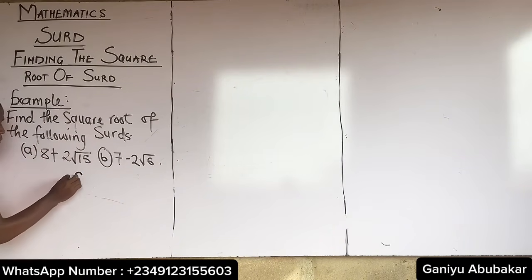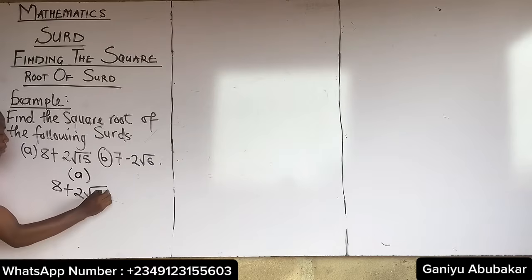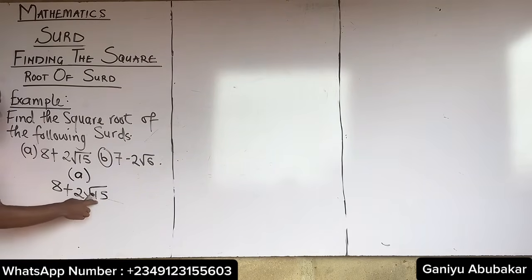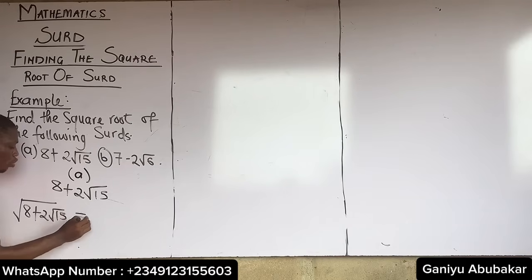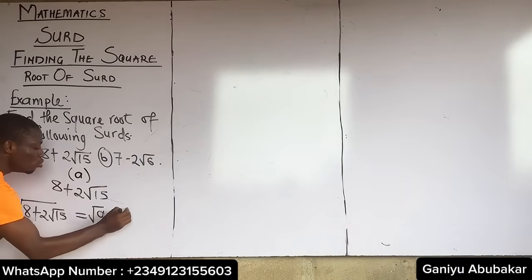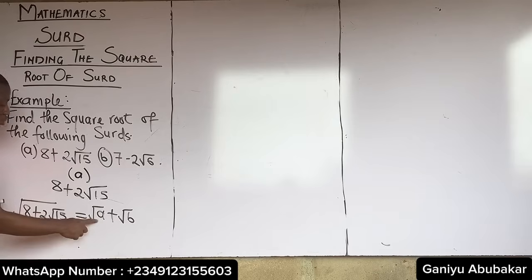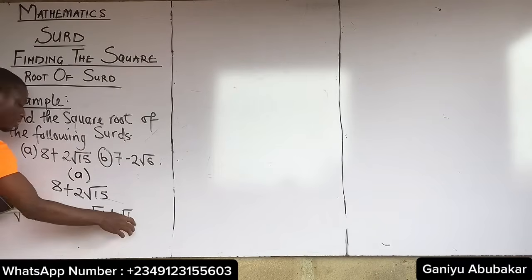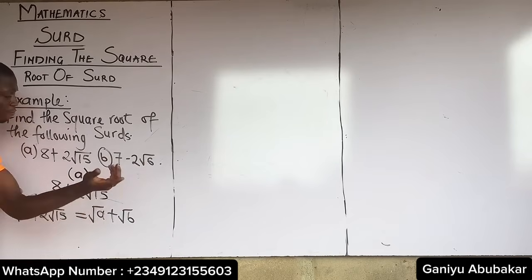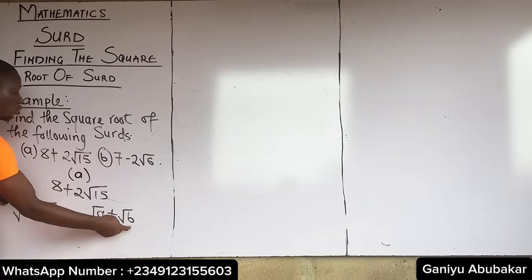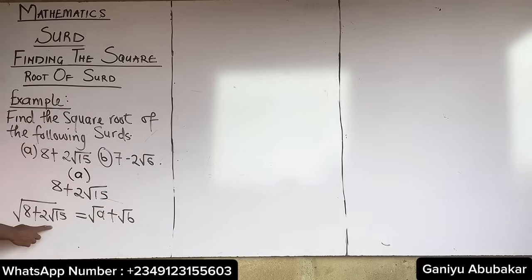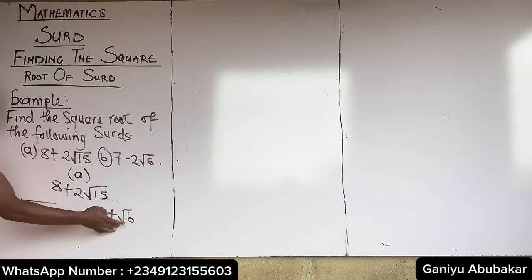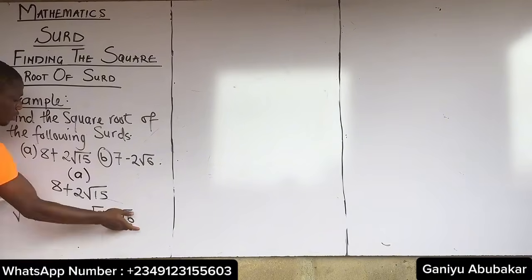For number 1 there, for a, I'm having 8 plus 2 root 15. I'm going to find the square root of this. So the square root of 8 plus 2 root 15 will be equal to what? Root a plus root b. We said add root something plus root something. This is plus, so it becomes plus here. If it's minus, like this case here, it becomes root a minus root b for the minus condition. This one for plus, root a plus root b, or root c plus root d, any alphabet if you want to. So let's use a and b here.